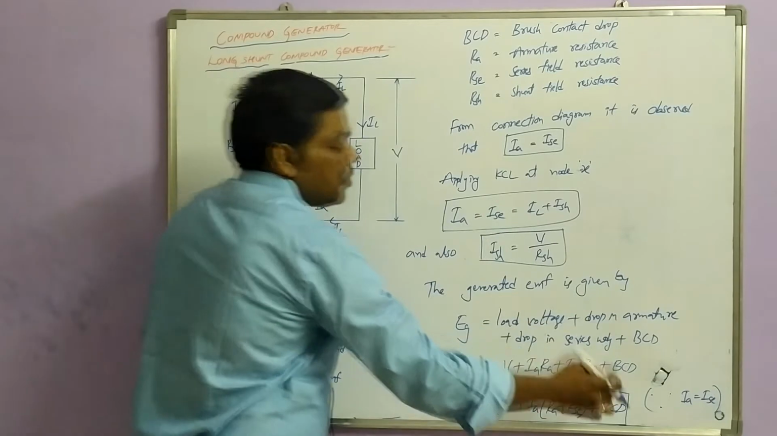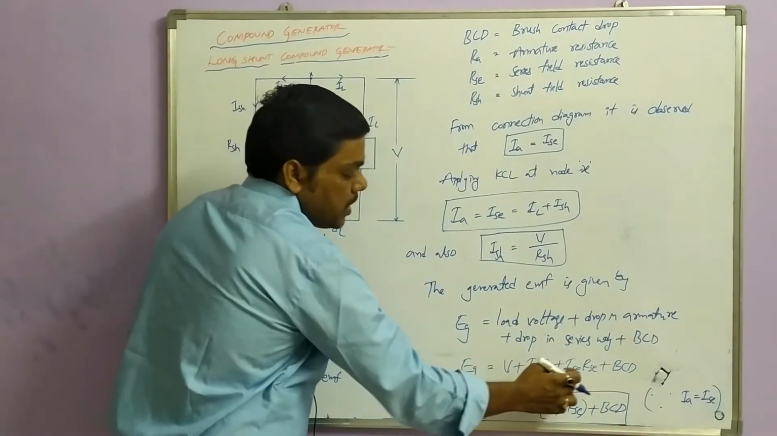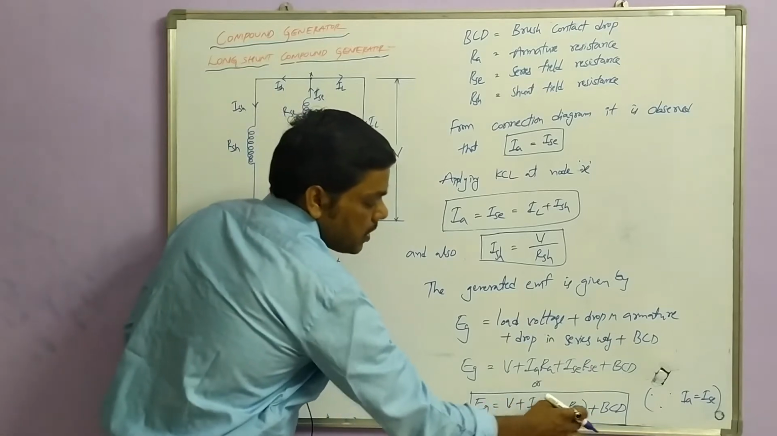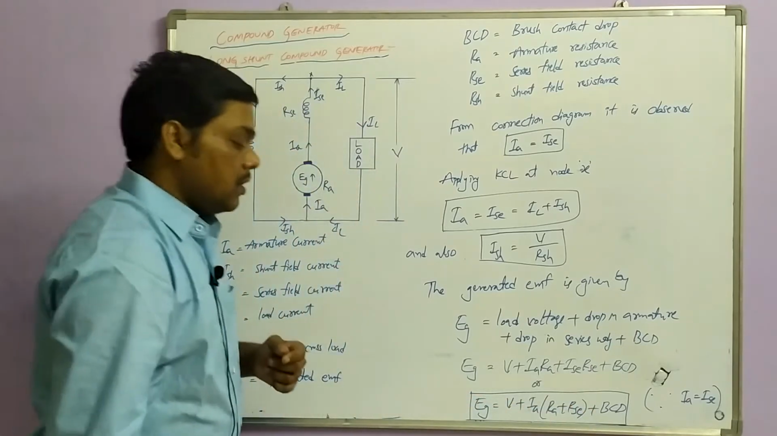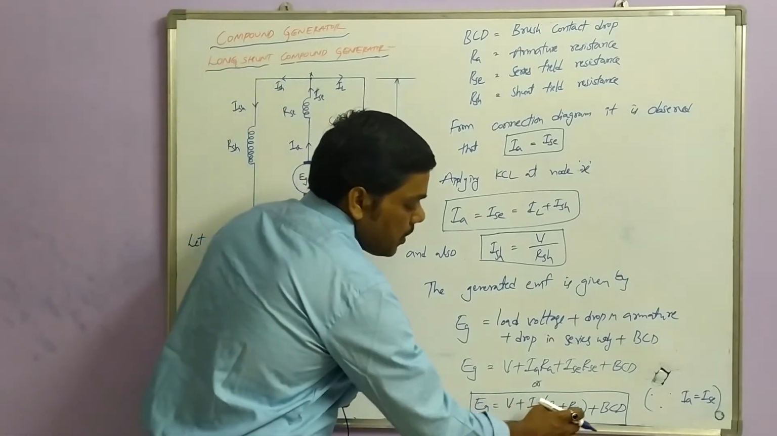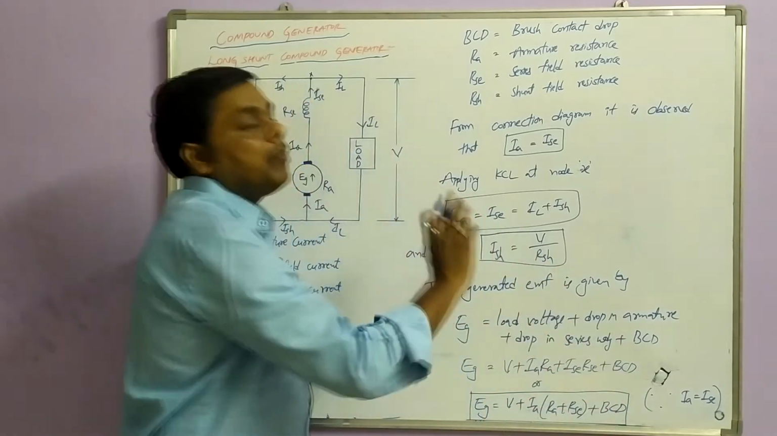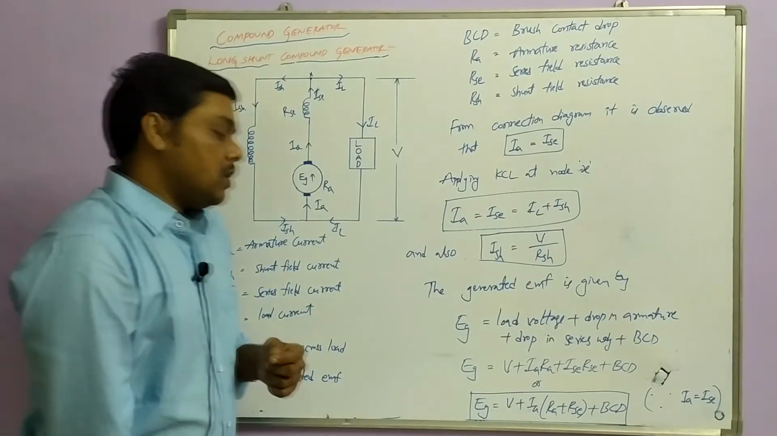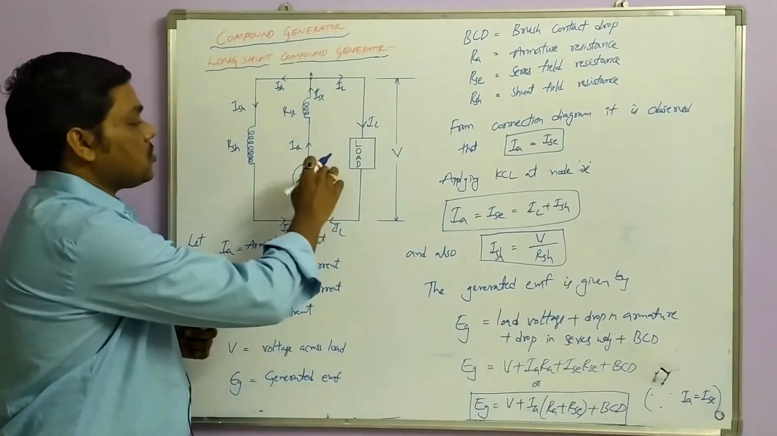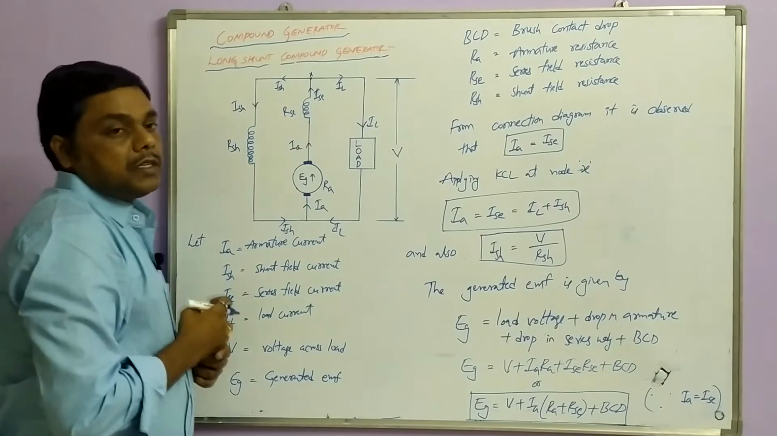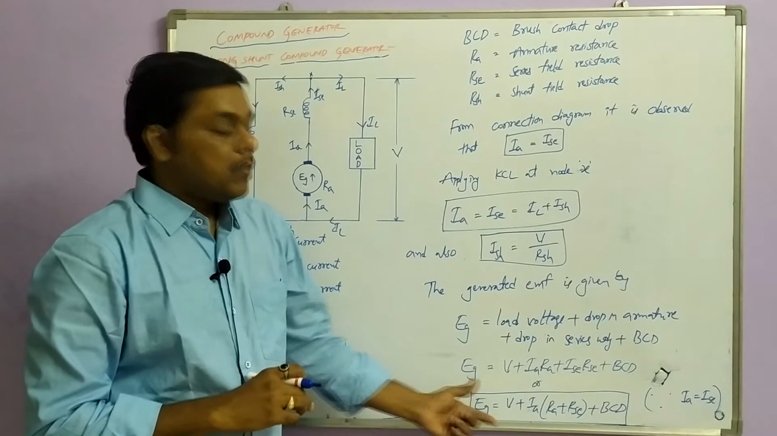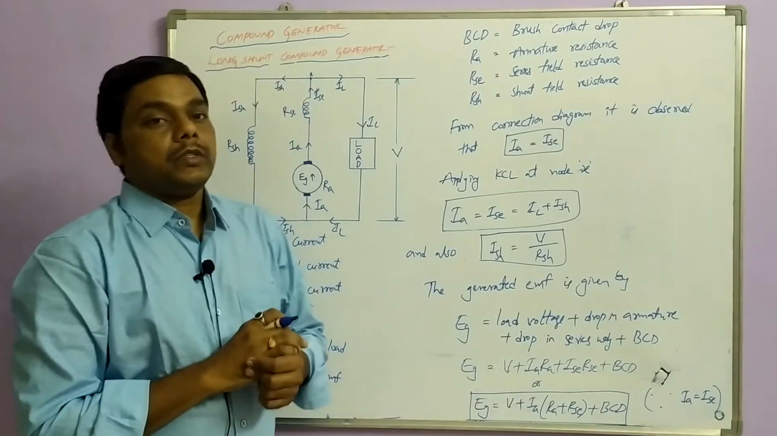But IA is equal to ISC, so instead of writing IA and ISC separately, I can simply take IA as common and write RA plus RSC. Now the generated EMF is given by V plus IA into (RA plus RSC) plus BCD. The generated EMF has two drops, one across the armature and one across the series winding, so we can get the generated EMF in terms of load voltage.